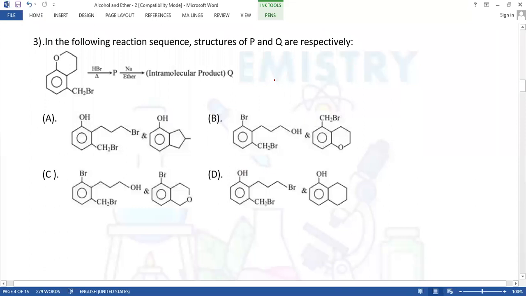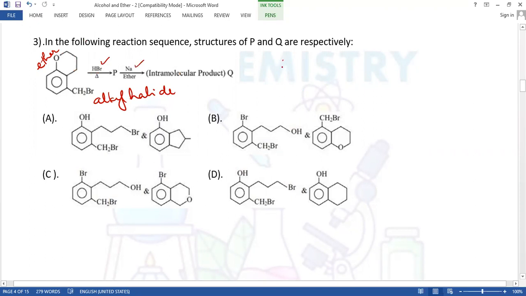Question number 3. In the following reaction sequence, what are the structures of P and Q respectively? Now see here, the given compound contains an ether linkage. Then there is a CH2Br, an alkyl halide group, with benzene attached to the alkyl. Then HBr is given, then sodium metal is given.